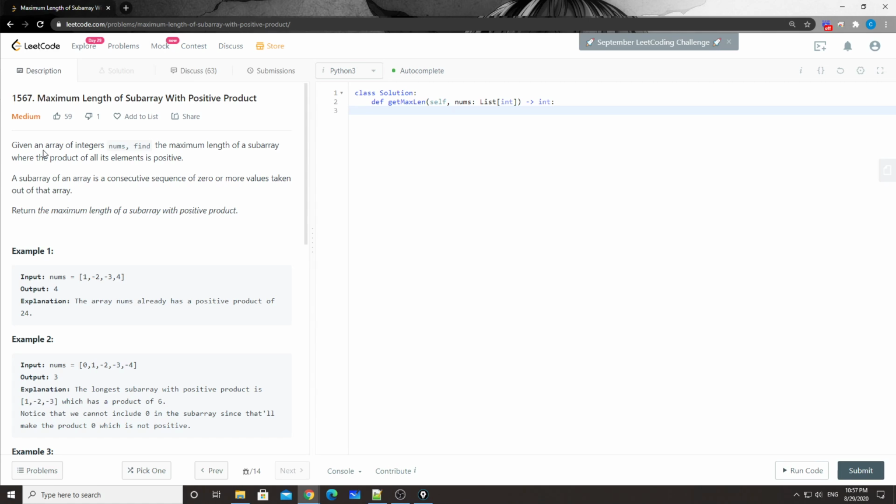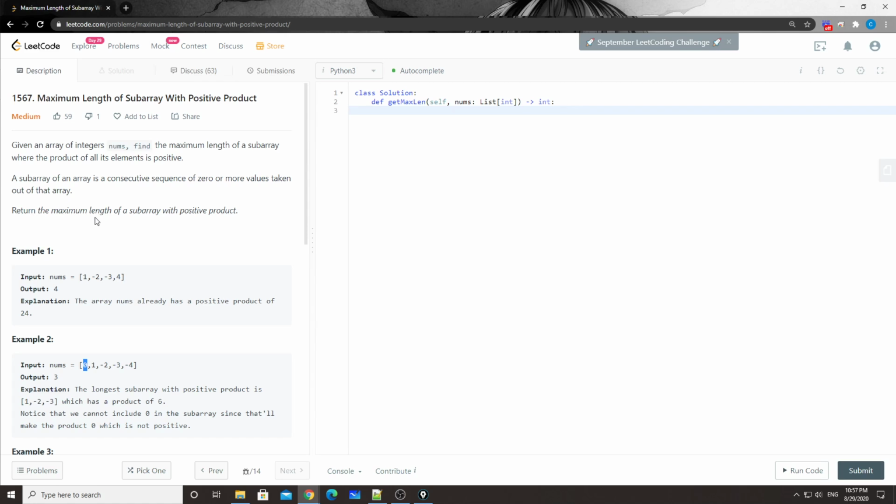Basically, you're given an array of integers. It could be positive numbers, negative numbers, also a zero. And you need to find the maximum length of a subarray whose product of all its elements is positive.